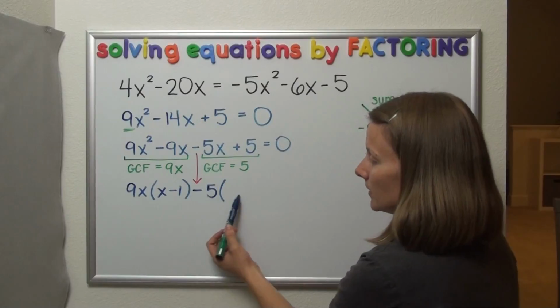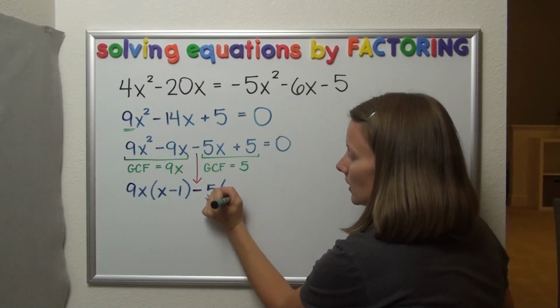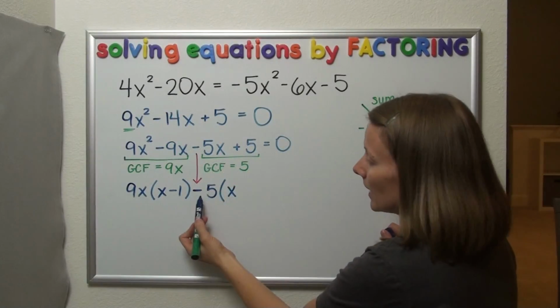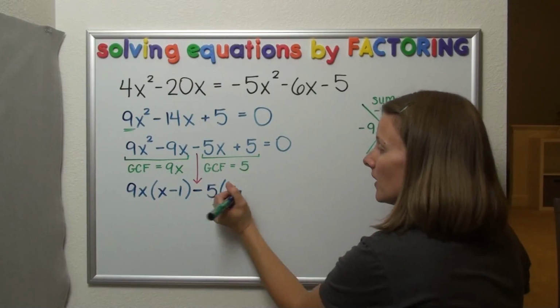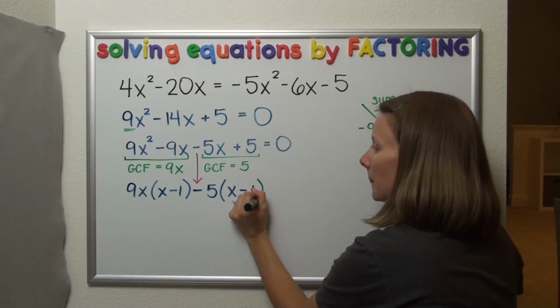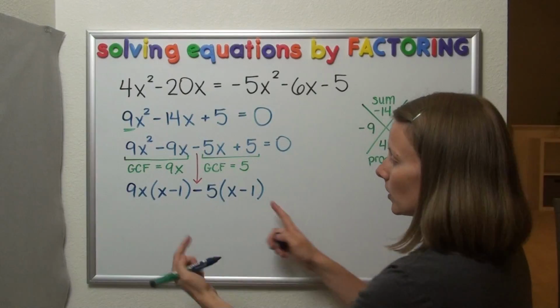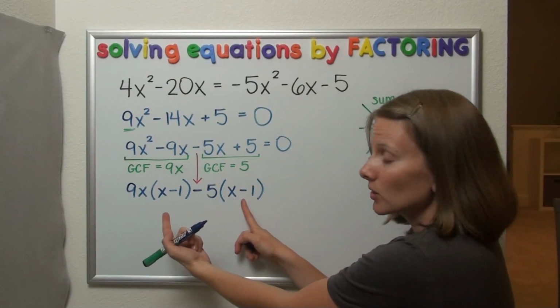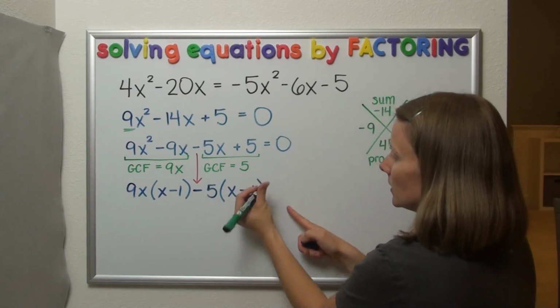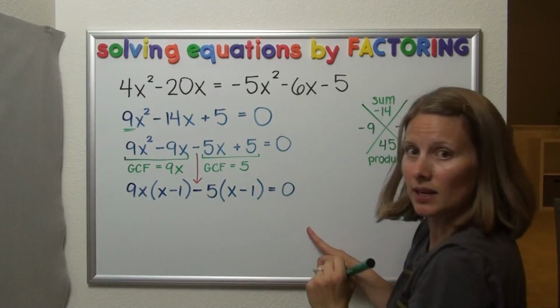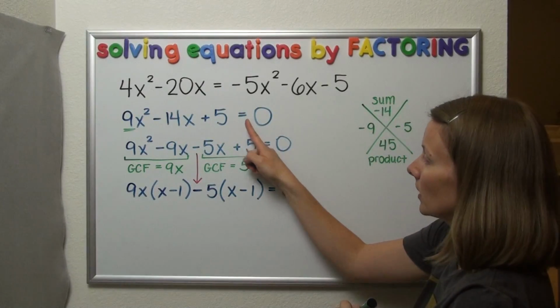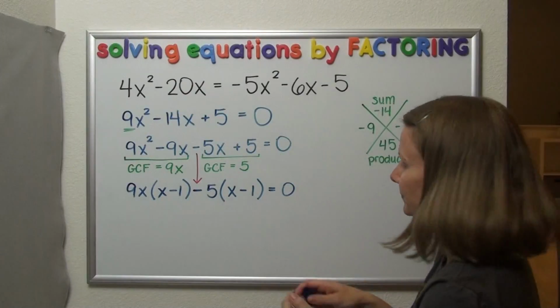So negative 5 times what is negative 5x? It should be just an x. And negative 5 times what is positive 5? That should be a minus 1. Again, a couple things to watch for. Parentheses ought to match. That's a good thing that they do here. We also need to make sure that we keep this an equation set to 0. Every line in our problem should have an equal sign.